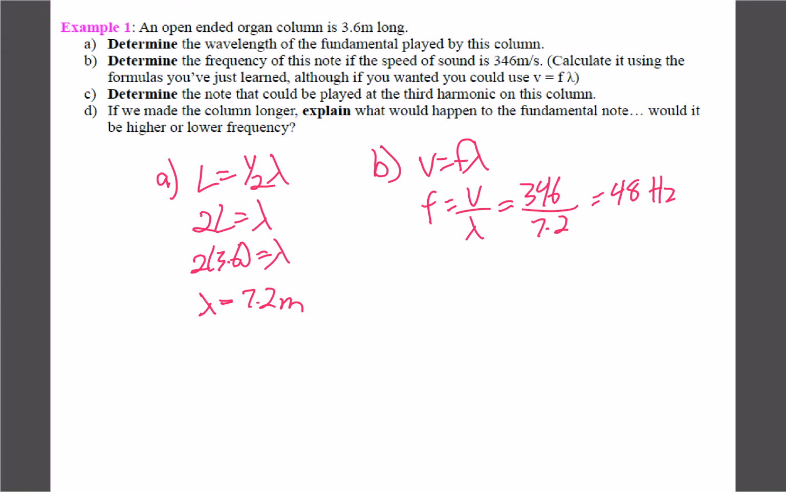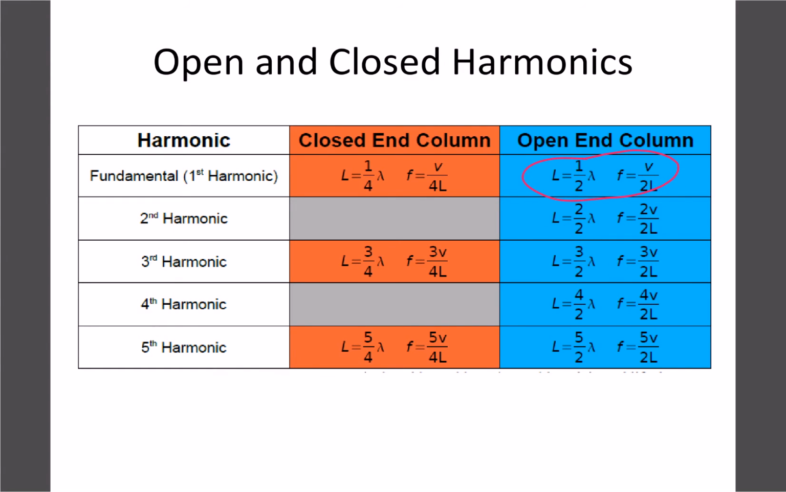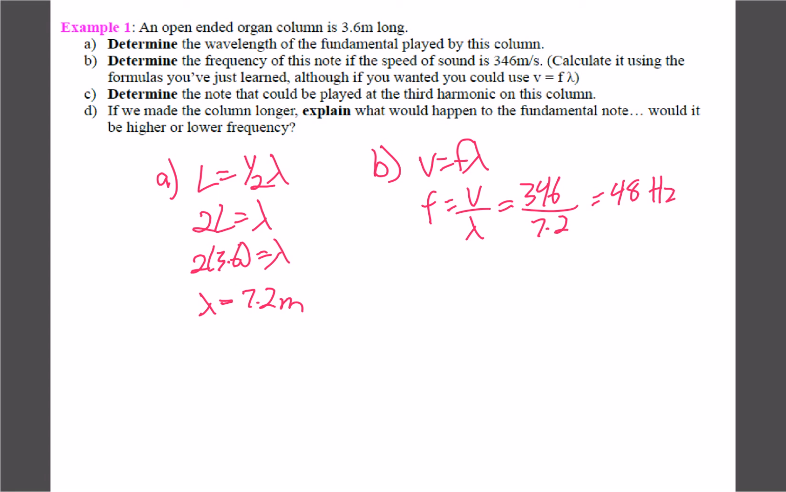Okay, but let's use the new formula. So we want frequency, so it's V over 2L. So you can see we actually get the same thing. 346 over 2L is 2 times 3.6, which is our 7.2. So we do get the exact same answer. So it doesn't really matter whether you do it in 2 steps or just use the new formula. It works the same either way.